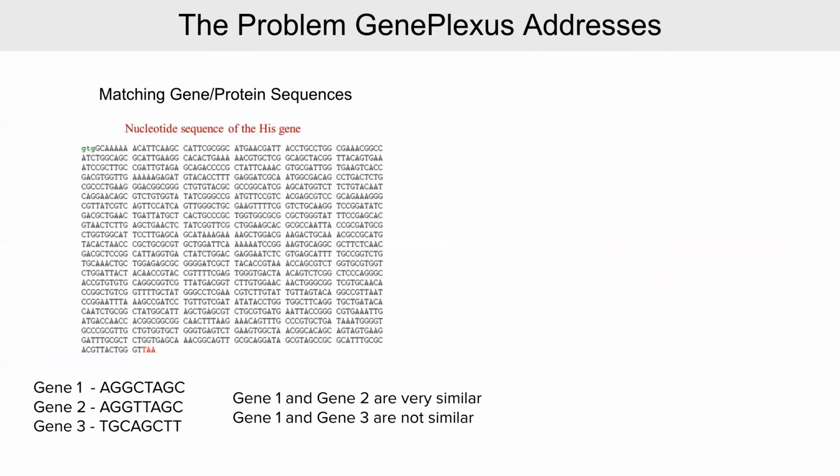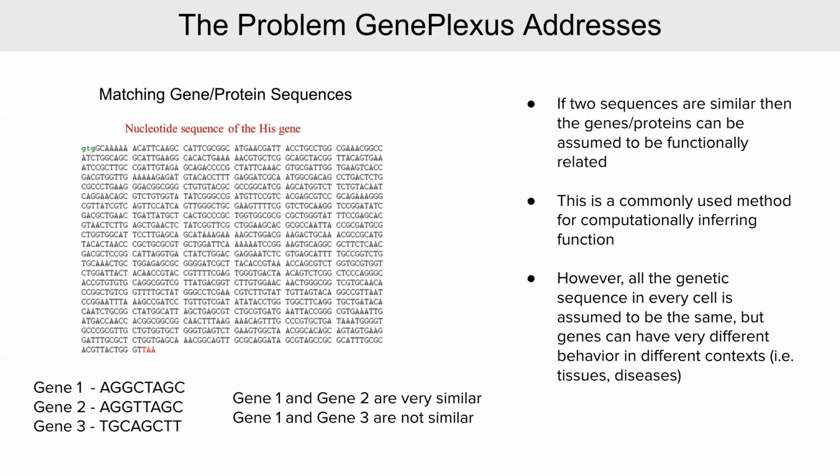So how is this normally done? A lot of times this is done with sequence similarity. You have a gene, and it participates in a certain function. You look at the sequences of other genes, and if gene 1 is similar to gene 2, then you can say that they might be functionally related. This is a very common method and has generated lots and lots of amazing results.